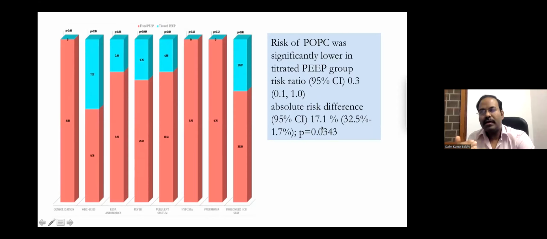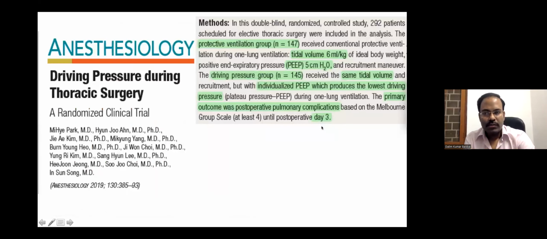Now, it is already established in the ICU setup in patients with ARDS. Now, these studies establish this in major abdominal surgery patients. So, is there any other study which has investigated the same question in other types of surgery? Yes. There is a recent study in Anesthesiology which used the same strategy in thoracic surgery patients undergoing one lung ventilation. They randomized patients into a protective ventilation group, where tidal volume of 6 ml per kg and PEEP of 5 centimeter of H2O was used.